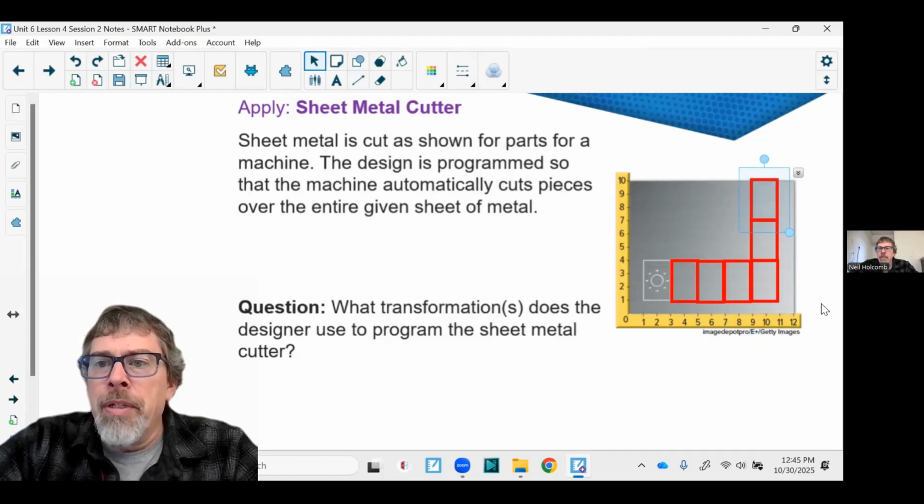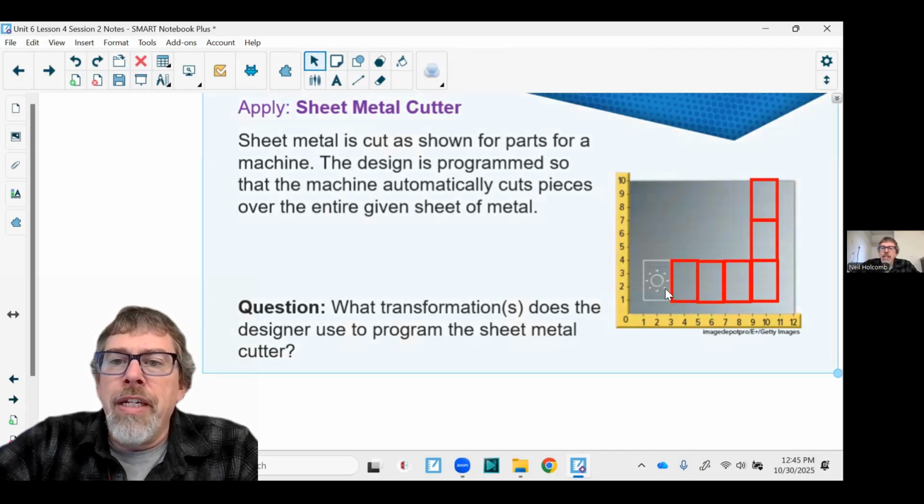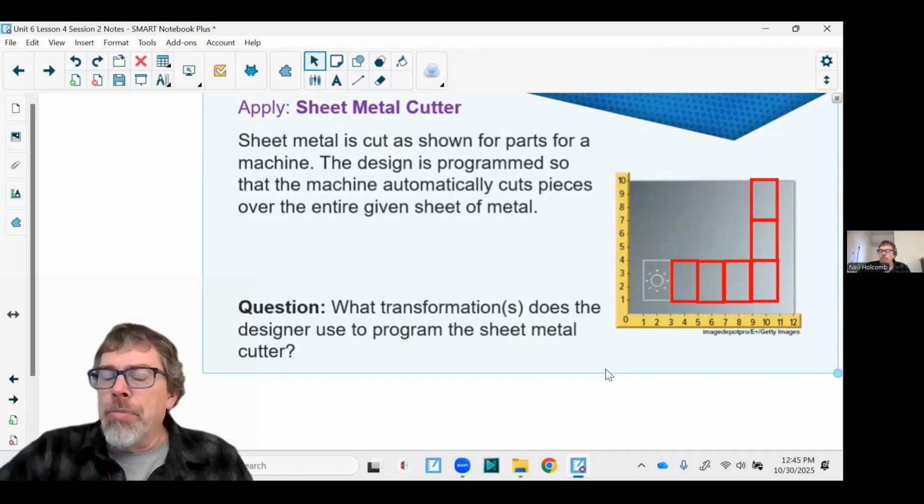We might not be able to get that piece off. All right. So anyway, if we were to do this, if they move this one over a little bit and down, we'd be able to get 1, 2, 3, 4, 5, 10, 15 of these shapes cut out of one piece of sheet metal.